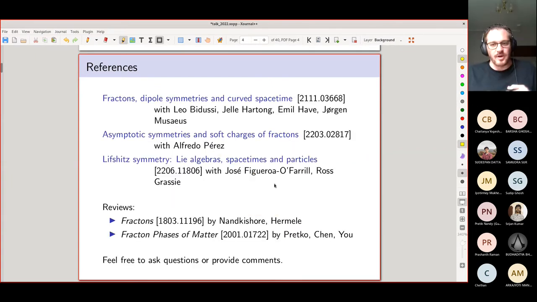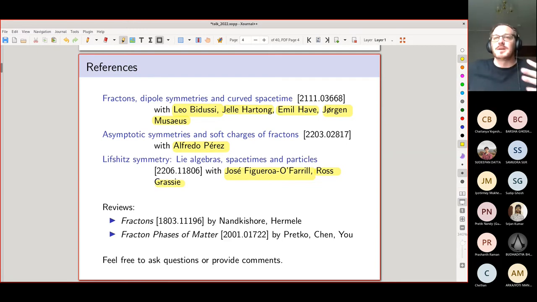In general, I will not have a lot of references throughout the talk, to reduce clutter. I want to show you more the results rather than giving a broad overview and going too much into the details. But I still want to highlight my collaborators. In the first part, I will talk about theories with dipole symmetry, and there I worked with Leo Bidussi, Jelle Hartong, Emil Have, and Jürgen Museus. In the second part, I will talk about asymptotic symmetries of these theories, based on work with Alfredo Perez. Finally, there will be a short discussion about the underlying exotic symmetries and some possible generalizations, based on a paper with José Figueroa Ferril and Ross Gracie.